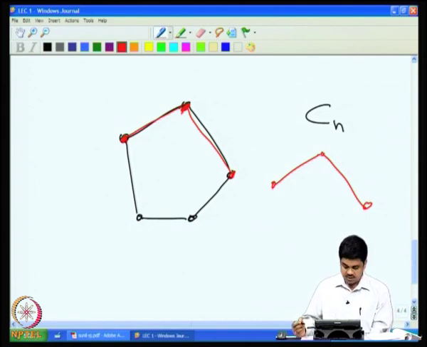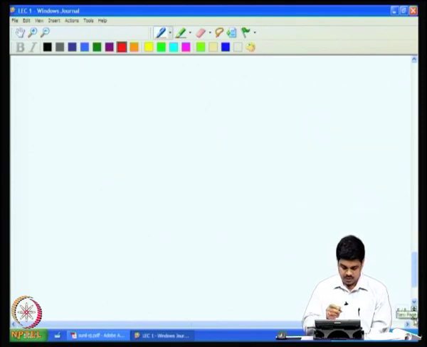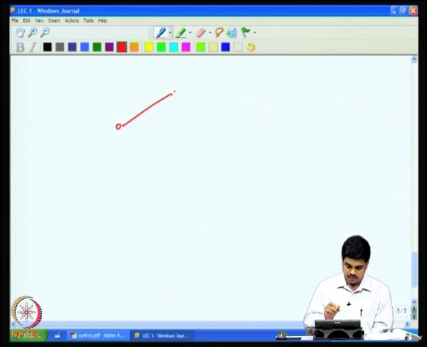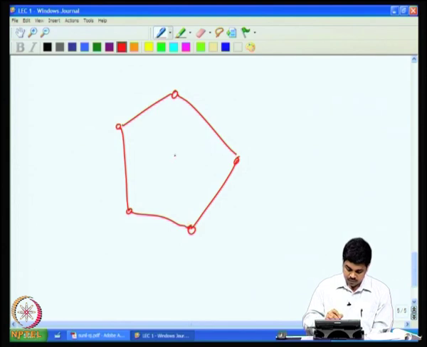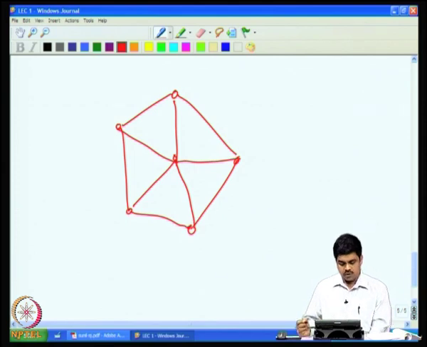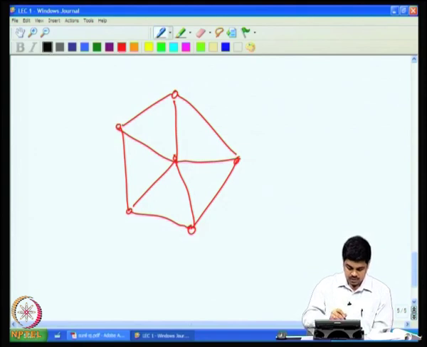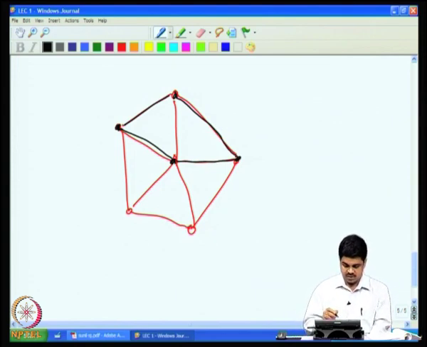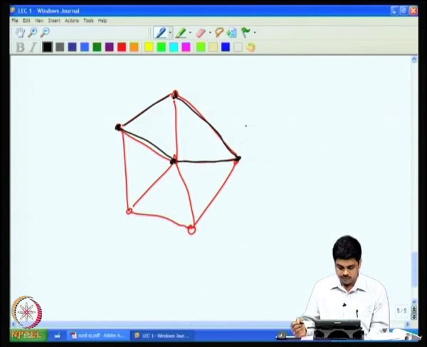So, let us consider a little more complicated figure. Consider this graph. Now, if I consider these vertices and these edges, this is a subgraph. So, these black edges and these vertices form a subgraph of this big graph.